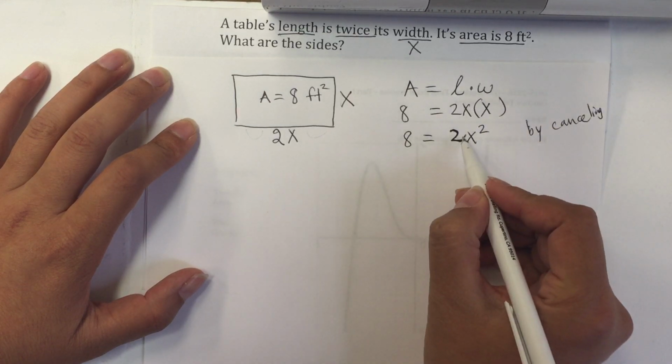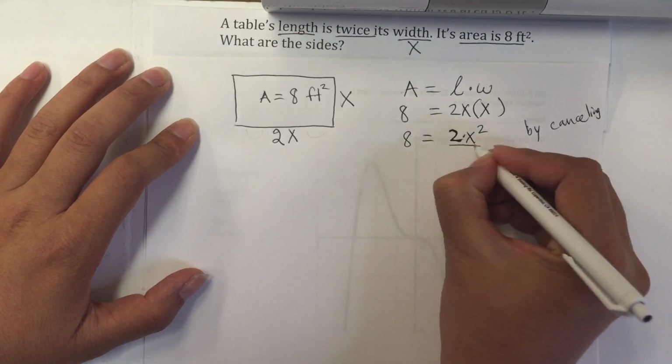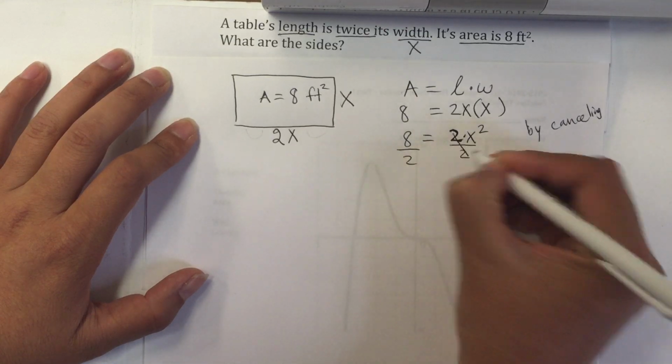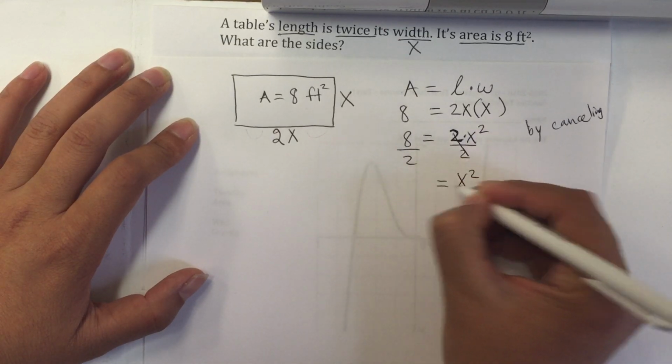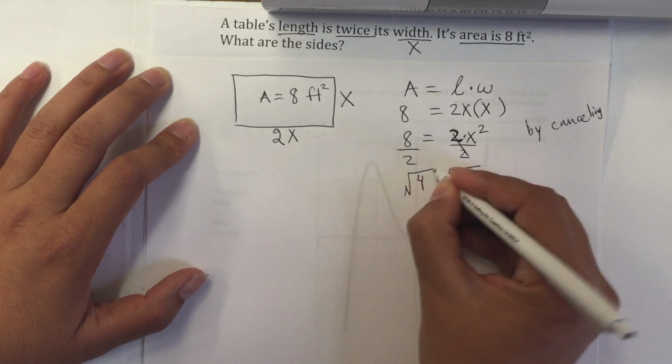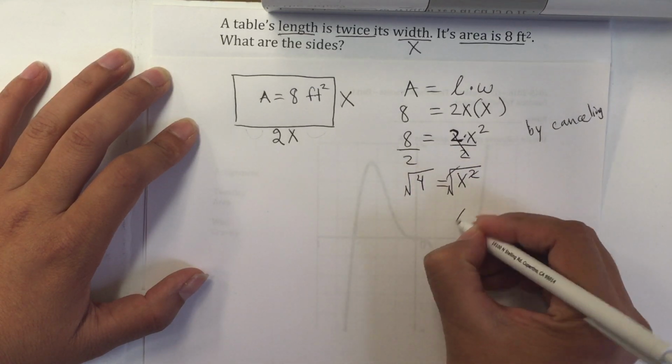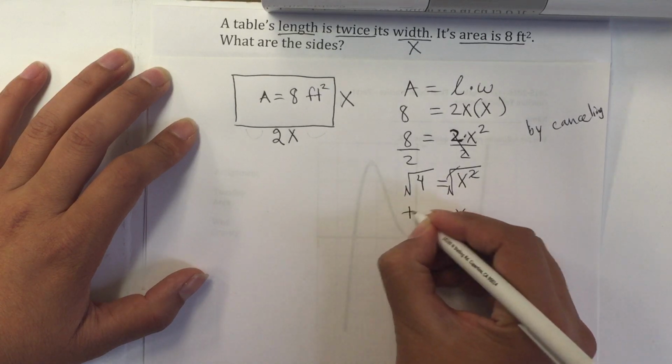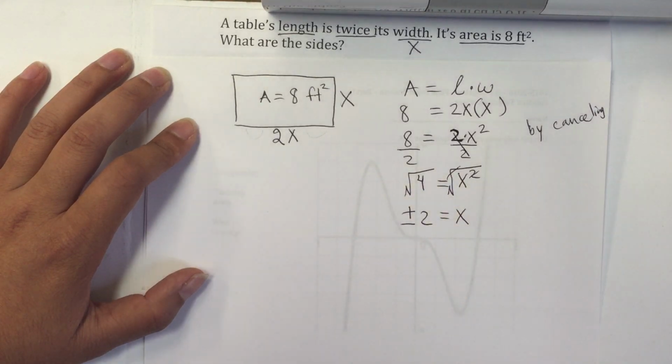Because I noticed that I only have a coefficient in the square, so I can just divide by 2. And so x squared equals 4. I take the square root of both sides. And so x equals positive or negative 2.